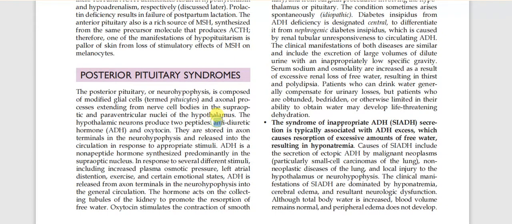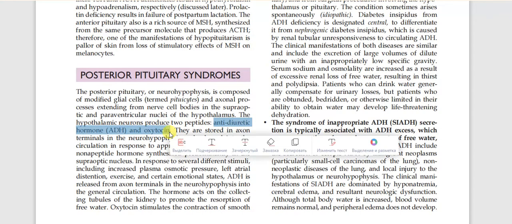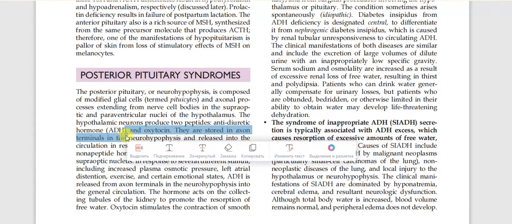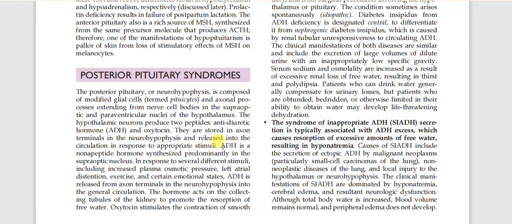So, these two hormones we should discuss. They are antidiuretic hormone and oxytocin. Antidiuretic hormone is a non-peptide, typical hormone synthesized in the supraoptic nucleus. You see, it's produced in the supraoptic nucleus, but it is sent to the posterior pituitary gland and released by the posterior pituitary gland.